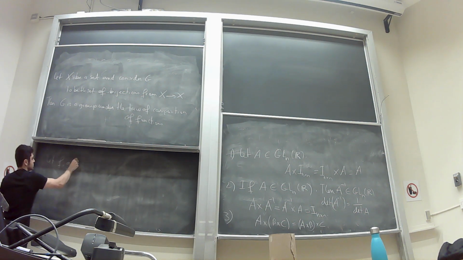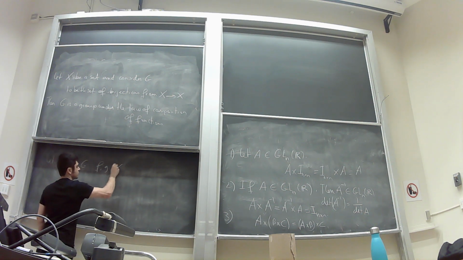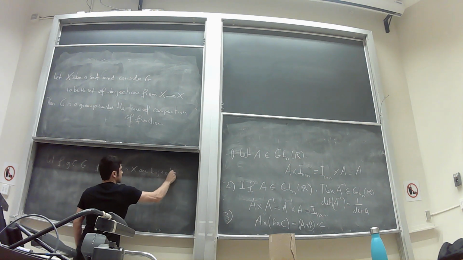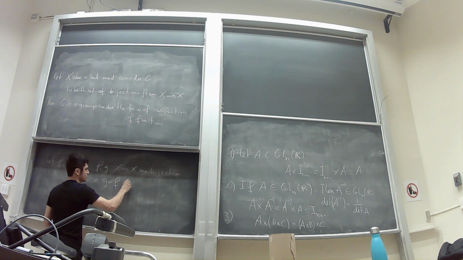Let f and g be in G. f, g from X to X are bijective. So g composed with f, where the circle is composition, from X to X is also bijective.